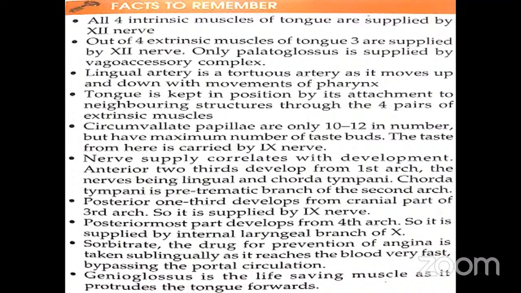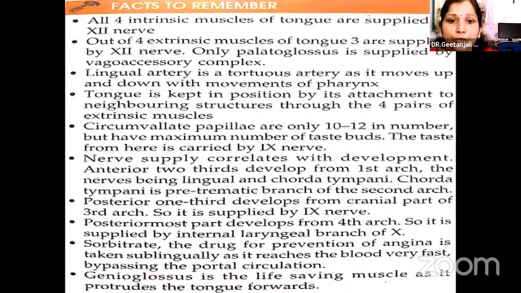And the lingual artery is a tortuous artery. It is zigzag or tortuous as it moves up and down with the movements of the pharynx. The tongue is kept in position by its attachment to neighboring structures through the four pairs of extrinsic muscles. Circumvallate papillae are only 10 to 12 in number but have the maximum number of taste buds. The taste from here is carried by the ninth nerve.